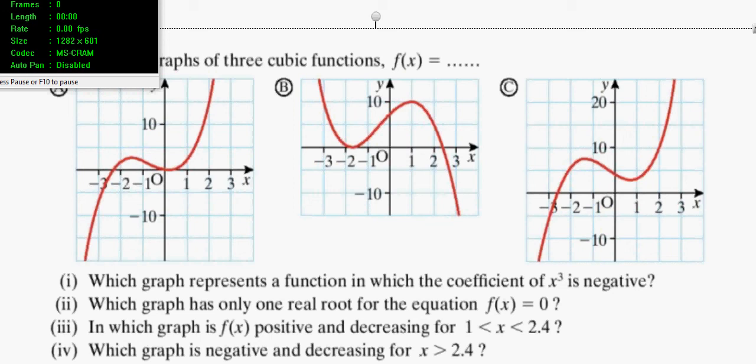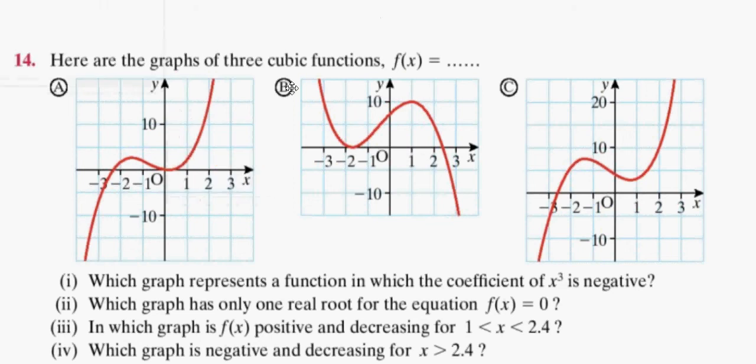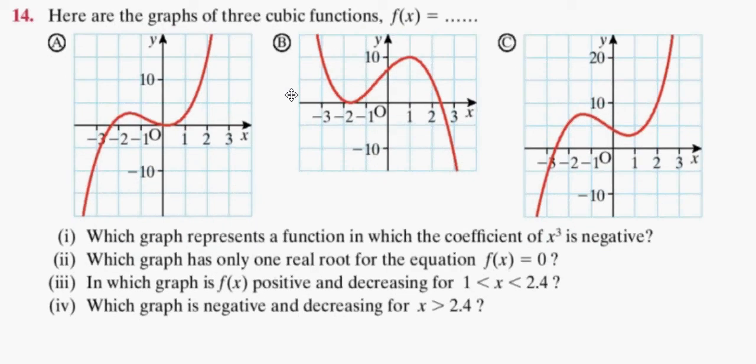Alright, quiet please. Alright, question 14. Compare the graphs of three cubic functions. Which of them has a coefficient of x cubed that's negative? Once again, I keep saying this to you. I don't remember which one's which.